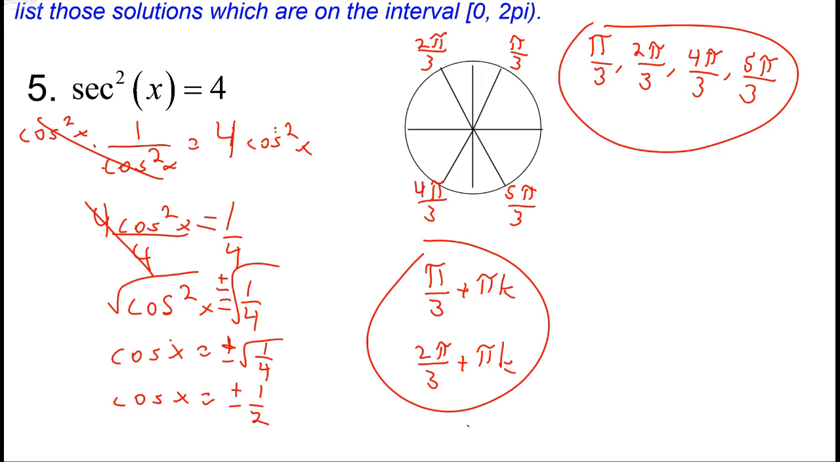Okay, JB, thank you so much for that fine work. Really appreciate your contribution to class. Make sure, folks, that we recognize that x can equal either of these two things. I just want to label my answers there. Label JB's answers. And those are our solutions on the interval from 0 to less than 2 pi.